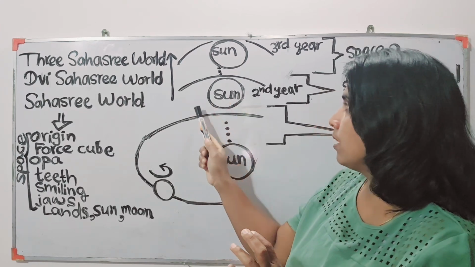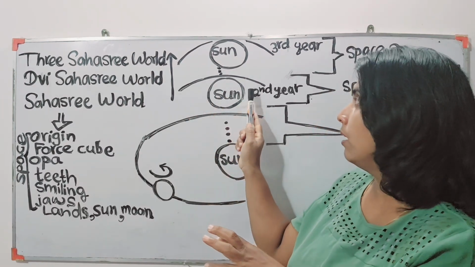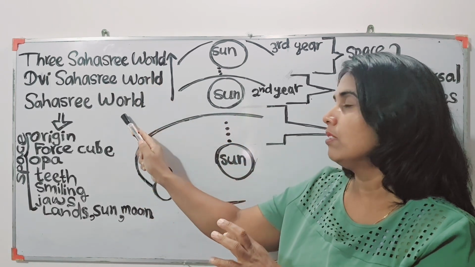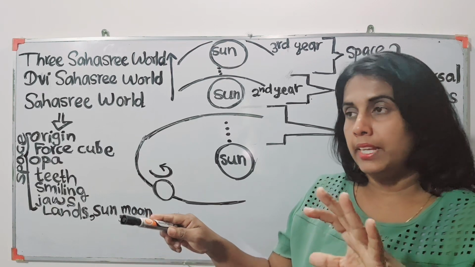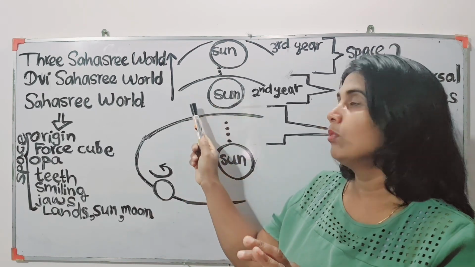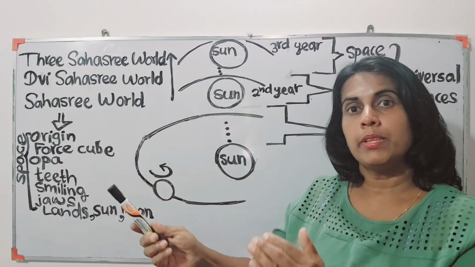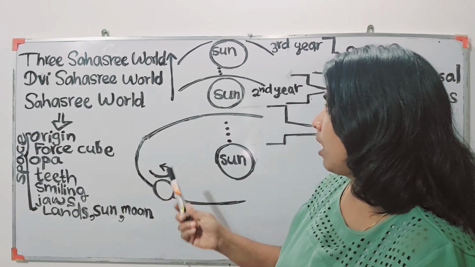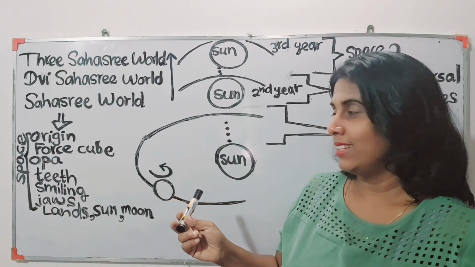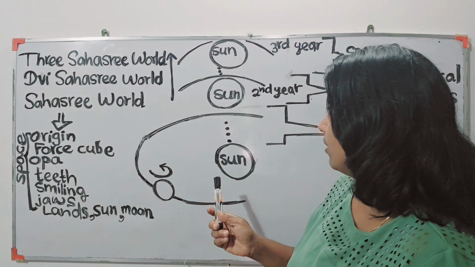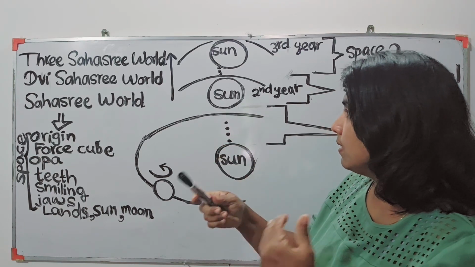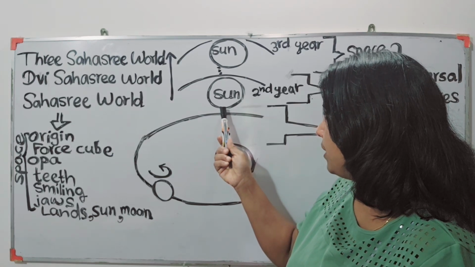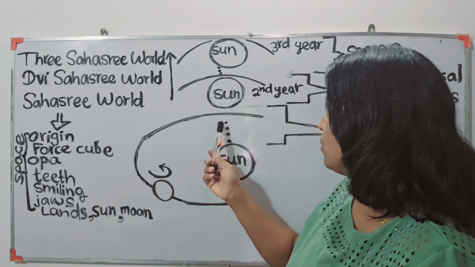The previous suns also have worlds around them in the Sahasrari worlds. There are planets rotating around those suns. That is wisdom, that is a universal science, and that information also comes with the human brain. So those universal sciences are spread between the space of these two suns.